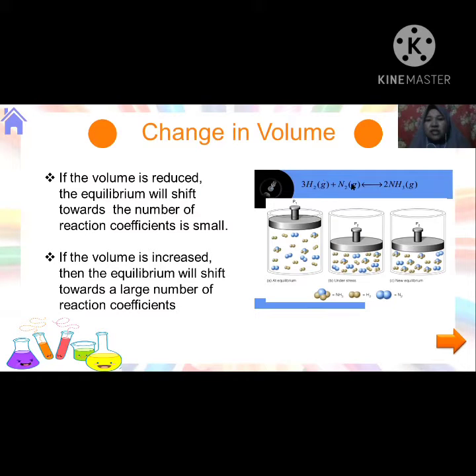the left side has 3 plus 1 reaction coefficients and the right side has 2 reaction coefficients. So if the volume is reduced, the equilibrium will shift toward the side where the number of reaction coefficients is small. So the equilibrium will shift to the right side, which has 2, the smaller coefficient. The second is if the volume is increased, then the equilibrium will shift toward the larger number of reaction coefficients. So it is the opposite, conversely from the first principle.